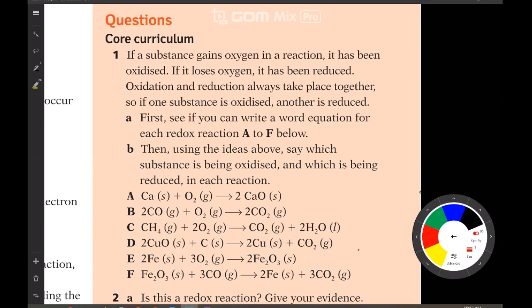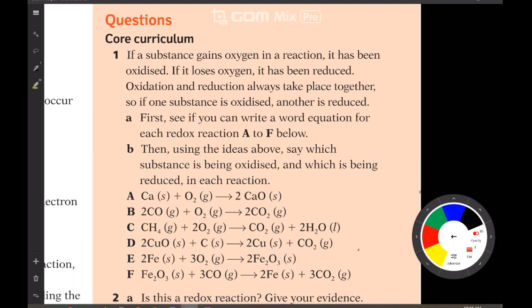So if one substance is oxidized, another is reduced. It also emphasizes that you have oxidation and reduction together. So if you identified which species is oxidized, 100%, the other species is reduced. So we can identify the species which undergoes oxidation and the species which undergoes reduction.